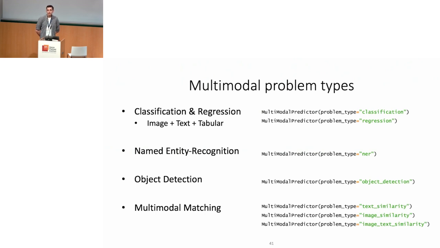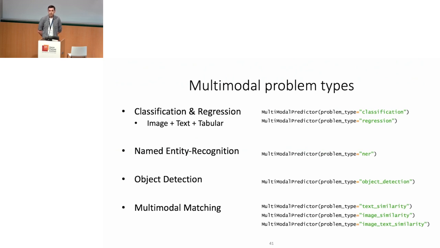Unlike the tabular task where we can determine what the problem type is, here we have a much bigger variety of different tasks to deal with. Of course, there are the simple things like classification and regression, where we might be interested in classifying text or images or their combination, or doing regression where we have to predict some continuous target. But there are also some more sophisticated versions. For example, named entity recognition in text.